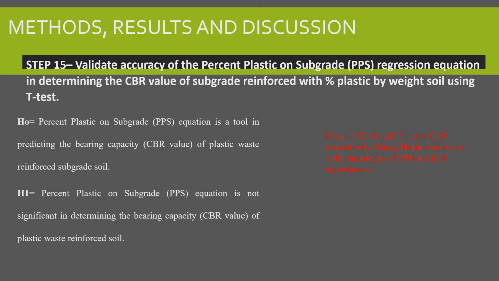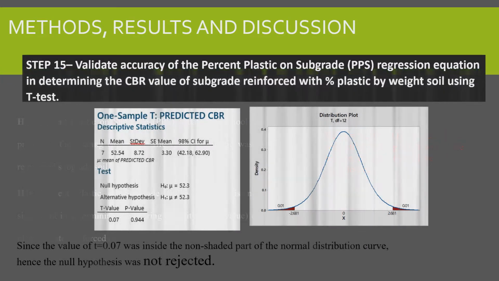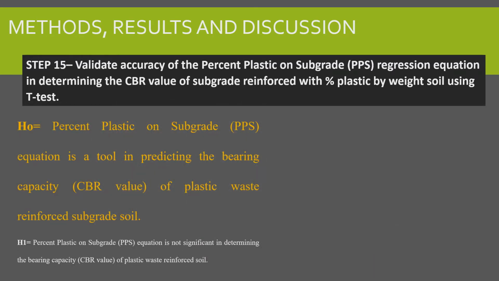We set the null hypothesis as the PPS equation is a tool in predicting the bearing capacity of plastic reinforced subgrade soil, while the alternative hypothesis is the PPS equation is not significant in determining the bearing capacity of the plastic waste reinforced soil. Based on the Minitab analysis of one sample t-test, the t-value is 0.07, which is inside the non-shaded part of the normal distribution curve. Hence, the null hypothesis was not rejected, and our conclusion is the percent plastic on subgrade equation is a powerful tool in predicting the bearing capacity of plastic reinforced subgrade soil.